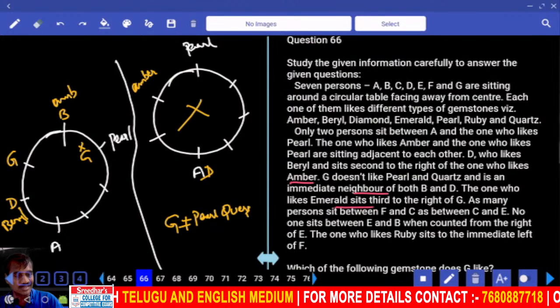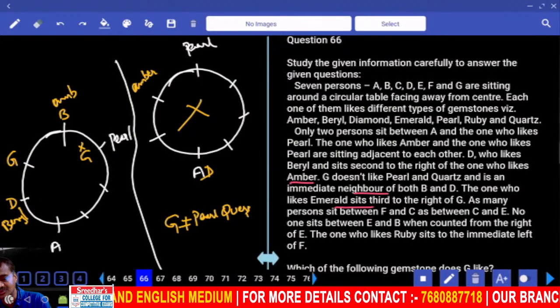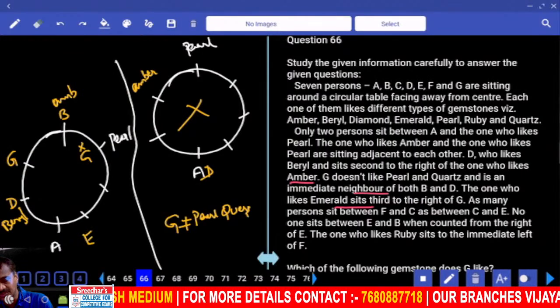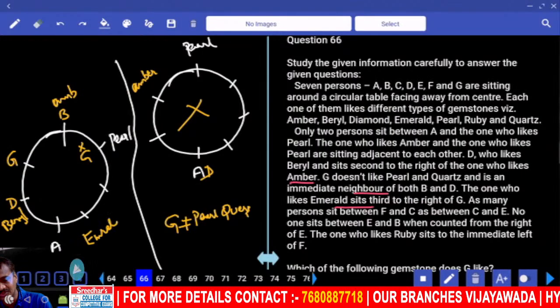The one who likes emerald sits third to the right of C. 1, 2, 3. Now who is this one? Emerald. Emerald is third to the right of C.